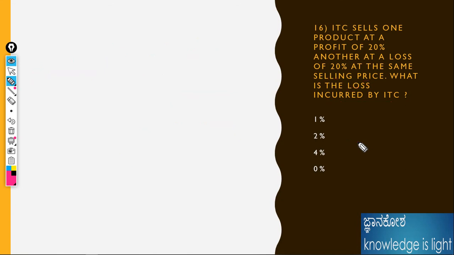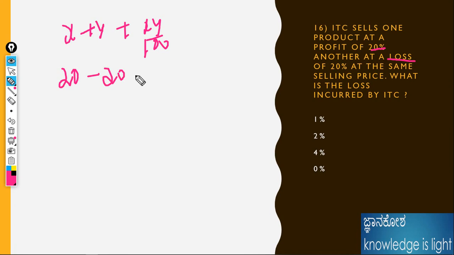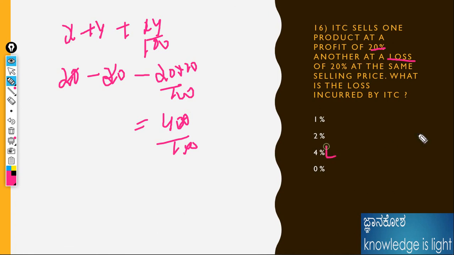Or else do it like this also. Anyway, this is 20% profit and 20% loss, the successive formula. We are already aware of the successive formula, successive decrease or increase formula: x plus y plus xy divided by 100, isn't it? Then profit 20, minus 20, minus 20 into 20 by 100. That means 400 divided by 100. That is 4% loss that occurs. That means 4% loss for this question.